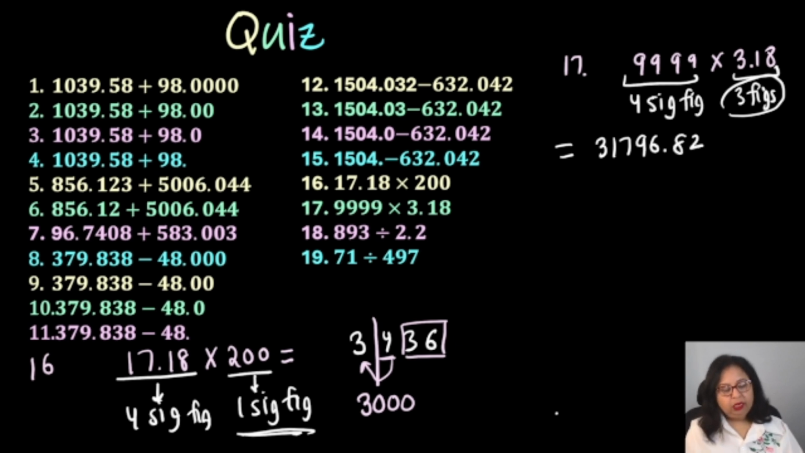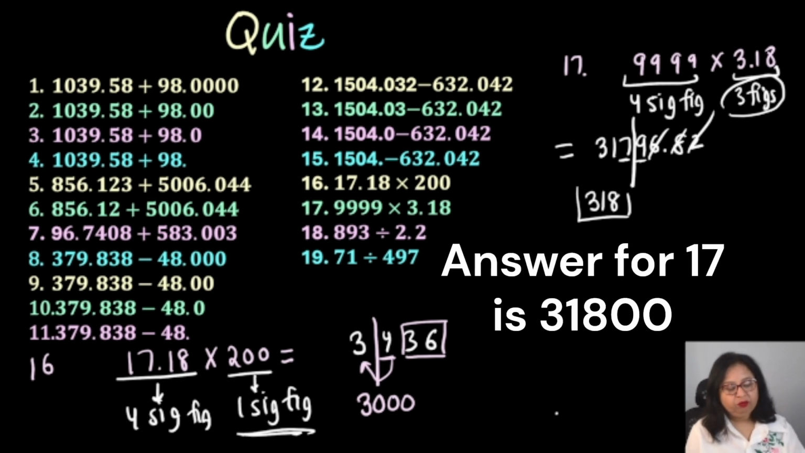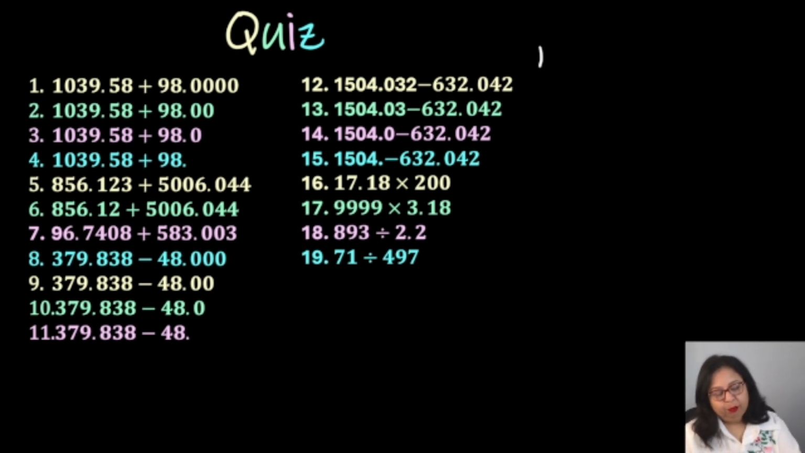31796.82 needs to be rounded off to 3 significant digits. So here is the line such that there are only 3 digits to the left of the line. Why? Because we want to round off to 3 sig figs. Then we focus only on the digit immediately to the right of the line. All the other digits to the right of the line do not matter. So the 6, 8, 2 don't matter. 9 is greater than 5. Therefore, the 7 over here becomes 8. Answer is 318. Cool? Now we're going to look at examples of division.